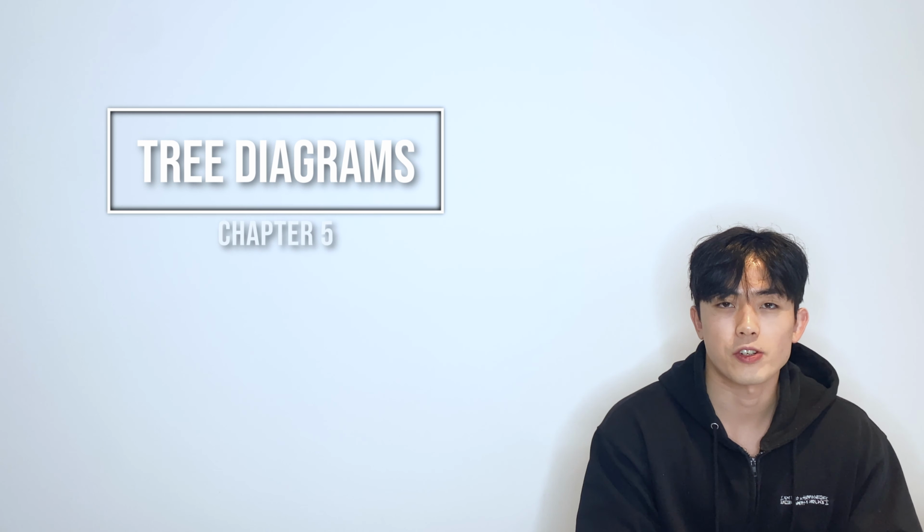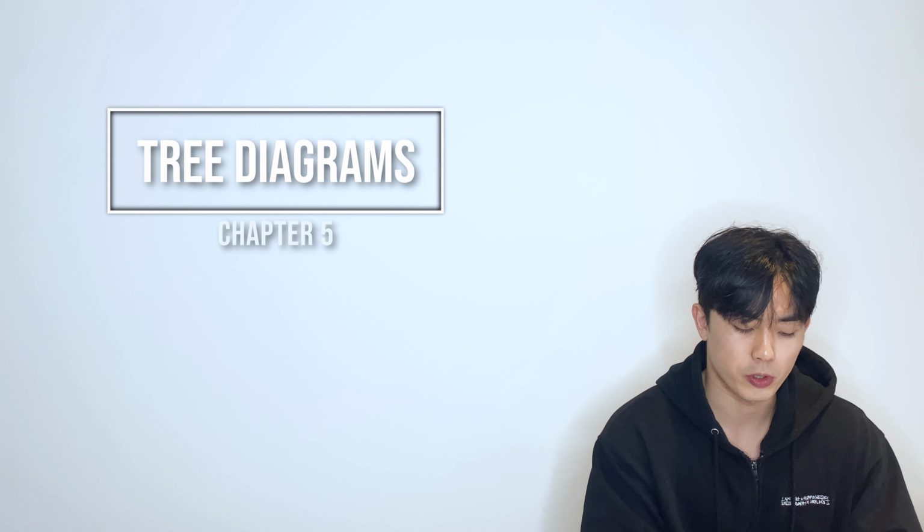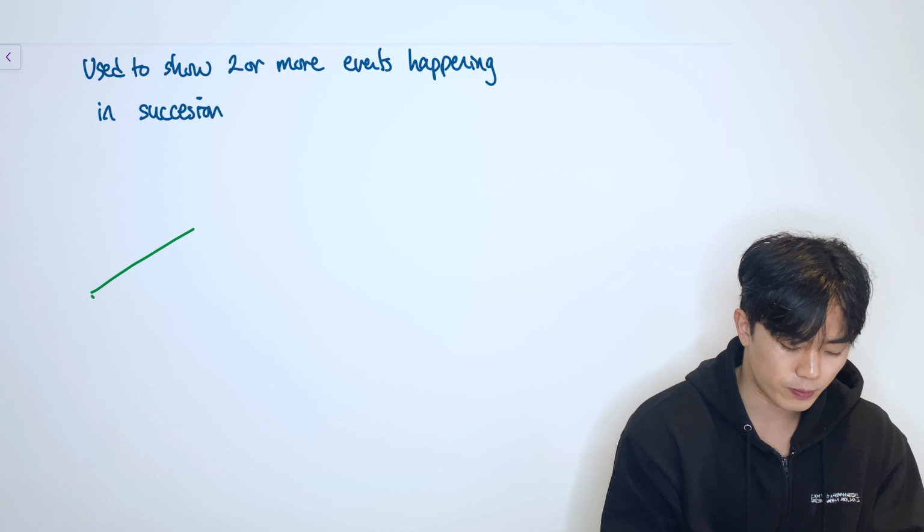Right, so the last section of probability is going to be dealing with tree diagrams. A tree diagram is used when we want to show two or more events happening in succession. So there's going to be two different events occurring, and a tree diagram will look something like this.